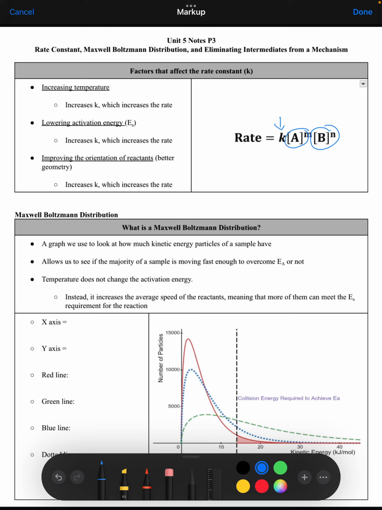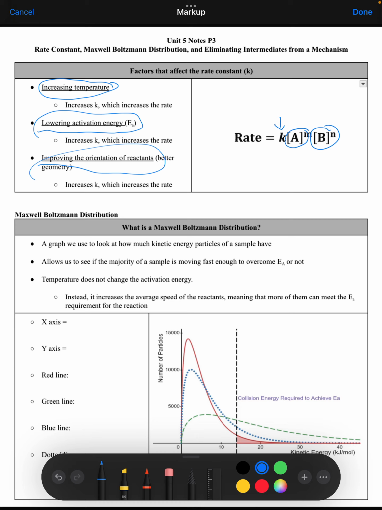So things like temperature can change the value of K. Things like lowering the activation energy, adding a catalyst. Things like improving reactant orientation. All of those factors that can change the rate of a reaction that do not actually change the concentration are things that will change the value of K.